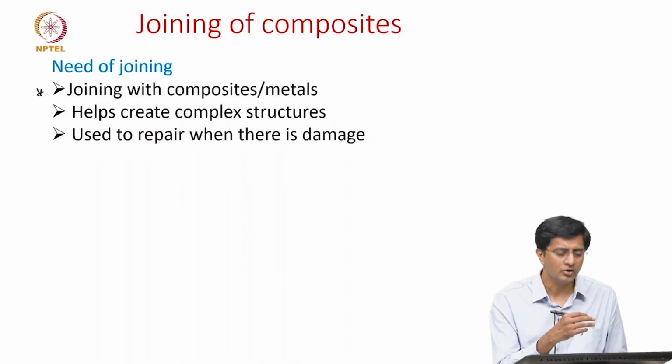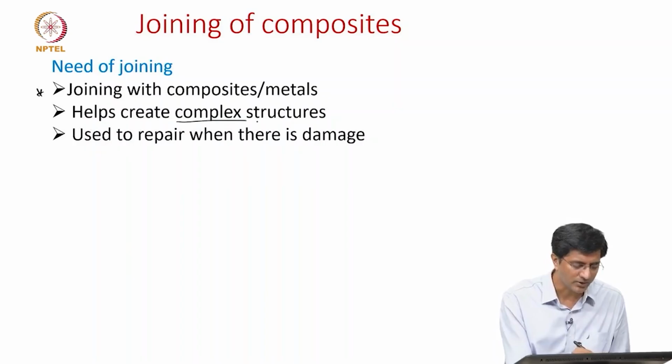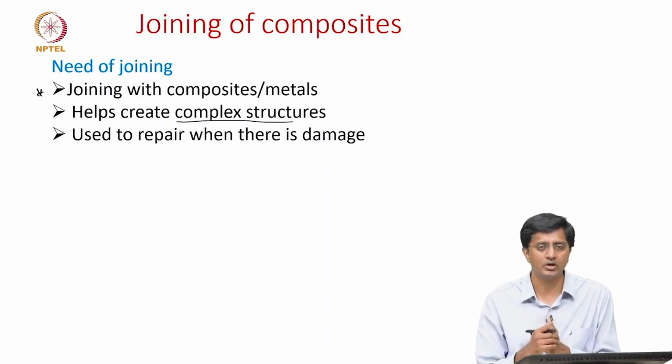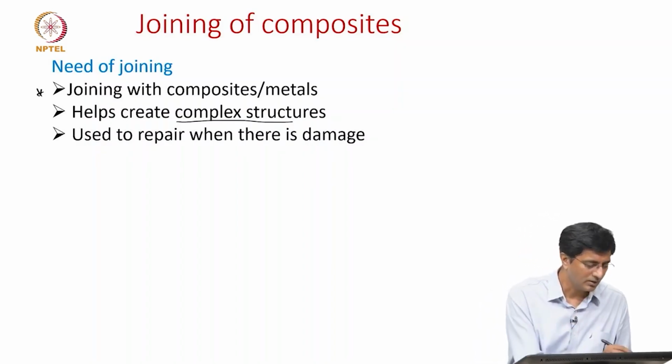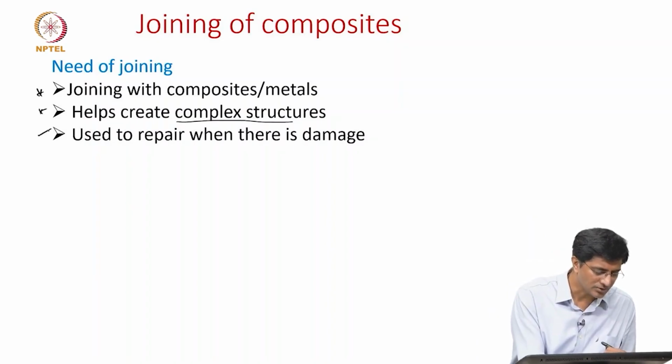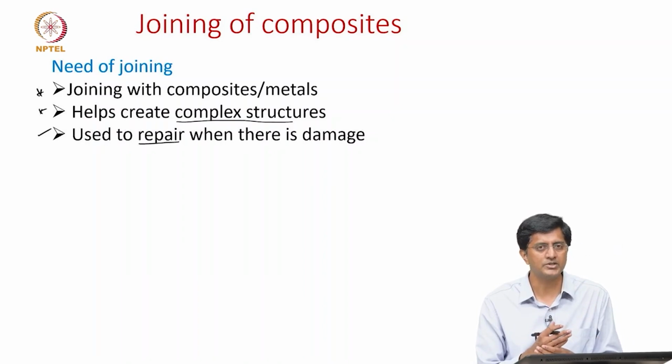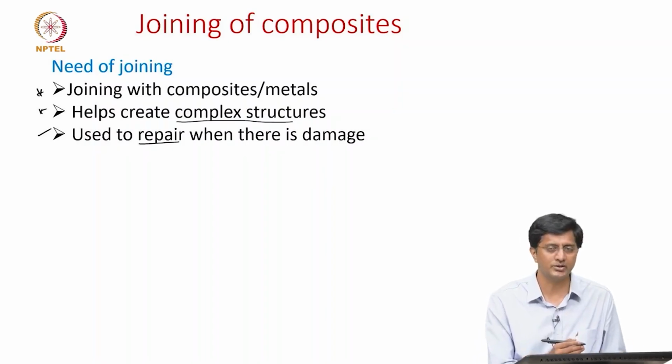Then joining also helps us to come up with complex structures which cannot be designed or manufactured in a single component. So this gives you design flexibility to come up with more efficient structures where a complex structure is the only way to solve the problem. And lastly, joining is also used in repair. So let's say maintenance notices a damage, how do we fix those damages? One of the solutions is to repair using joining methods.